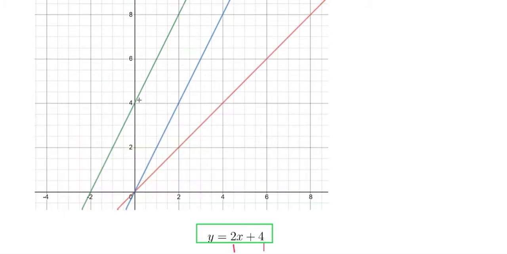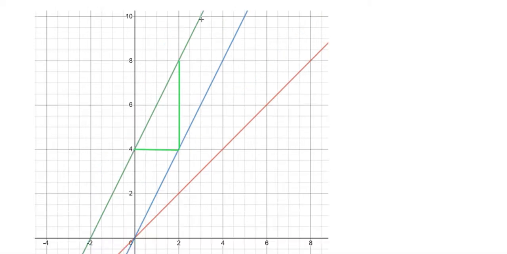This green line is going through the y-axis at 4, so the y-intercept is 4. And the gradient, if I take any triangle to describe the gradient, you can see that this here is a value of 8, take away 4, which is 4, and then you have 2 as my x, so the change in y is 4, the change in x is 2, so 4 divided by 2 is 2, and thus the gradient is 2.